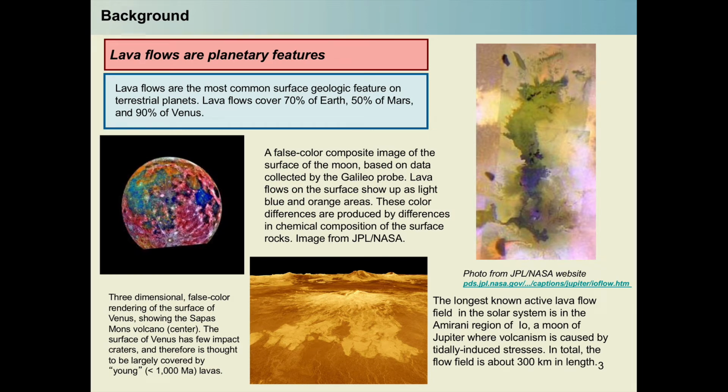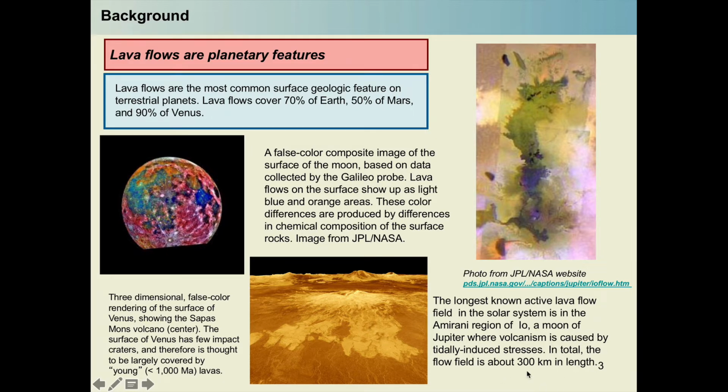So again, lava flows are planetary scale features. Here are some really cool images from NASA and JPL, and they show lava flows in different parts of the solar system. So we have lava flows on the surface of Io, which is one of Jupiter's moons, and that's this right-hand image here. You're actually going to use this image and the information given in this caption here for part of your homework assignment.